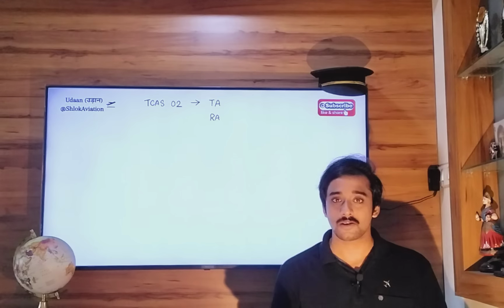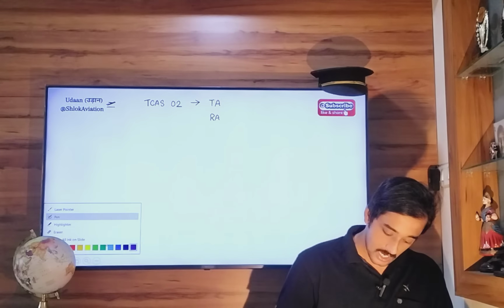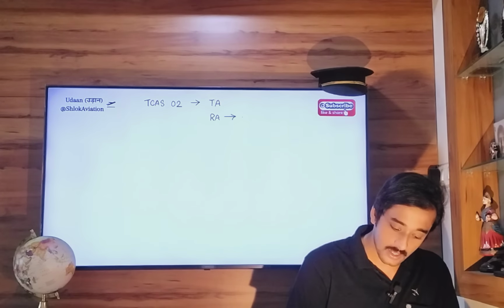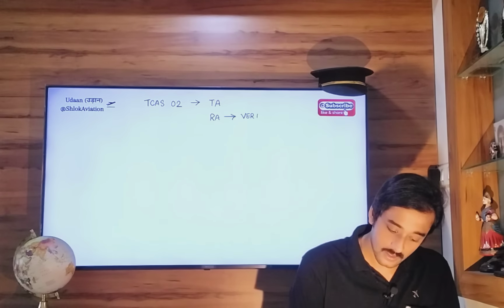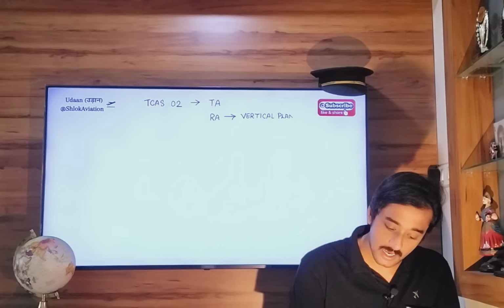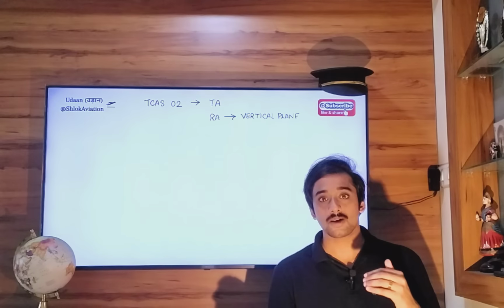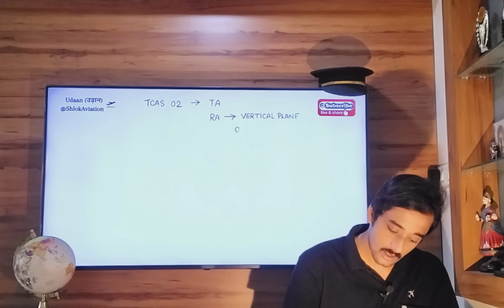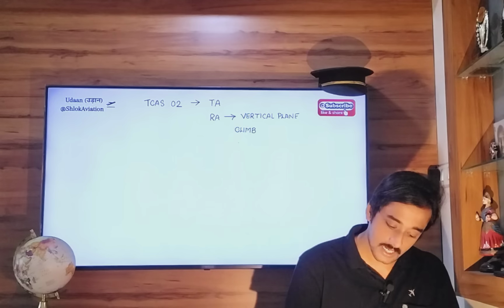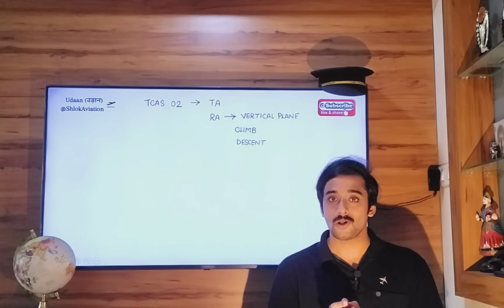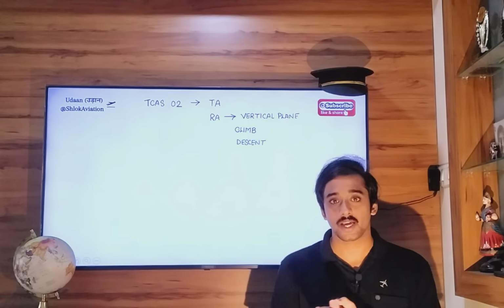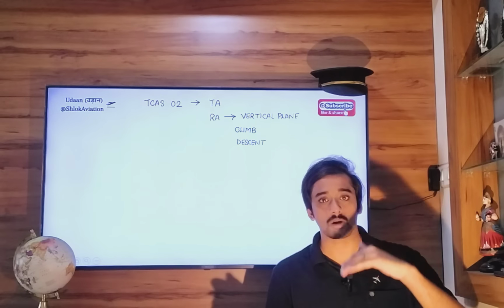Now, all the resolution advisories given by the TCAS are restricted to or limited to the vertical plane, meaning the commands that will be given to you by the TCAS will be either in the form of a climbing command, a climb, or a descend command. Climb or a descent. So you won't get any command which involves turning your aircraft to the left or turning your aircraft to the right. So either it's up or down.